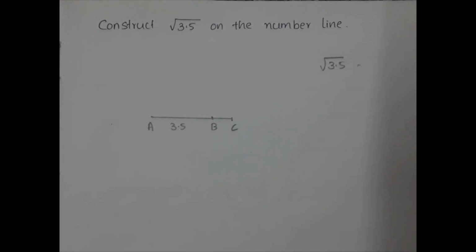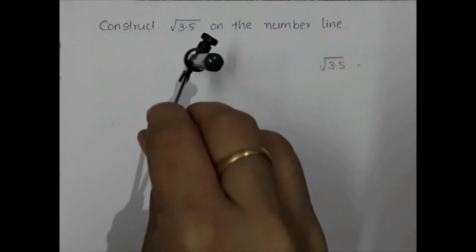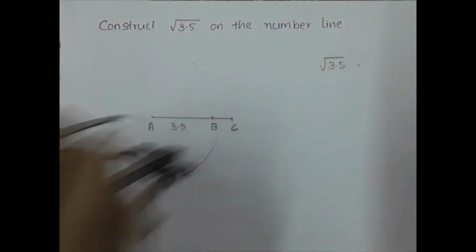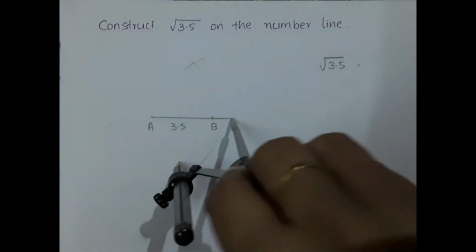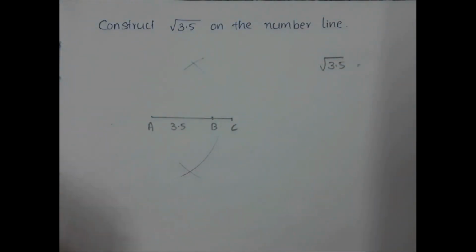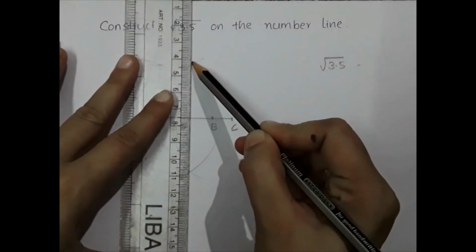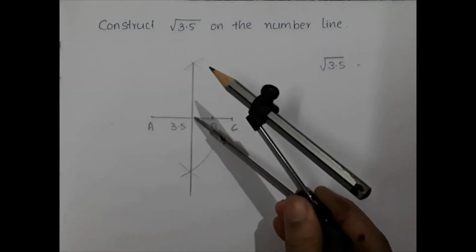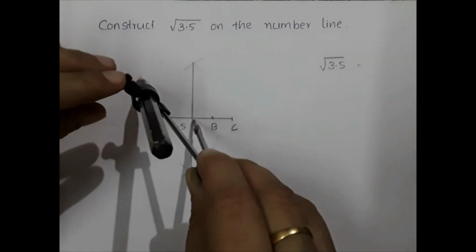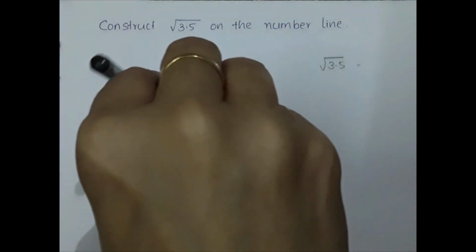Okay, then you have to find the center of this line. That is, taking more than half, draw 2 arcs on both sides of the line, and from the point C, don't forget that, draw another arc. Okay, then you got the perpendicular. So please join those 2 points. Okay, then making this point as the center, draw a semicircle.